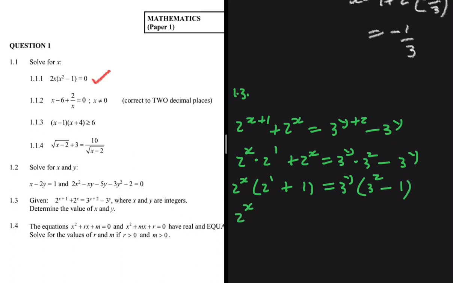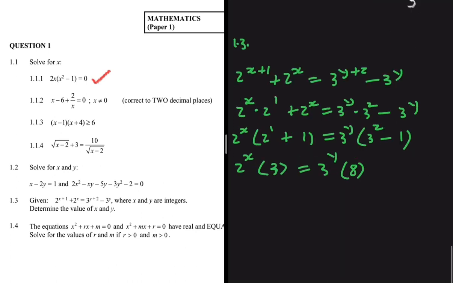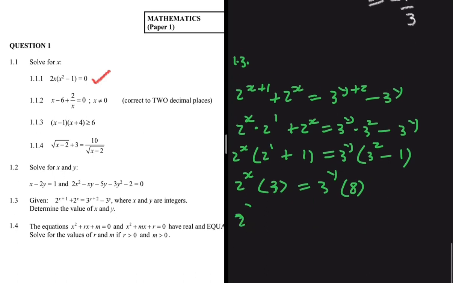So 2 to the power x, what is 2 to the power 1? That is 2. Then plus 1, that is just 3. So we have 2 to the power x multiplied by 3 being equal to 3 to the power y. What is 3 to the power 2? That is 9. 9 minus 1, that is 8. So we have 2 to the power x multiplied by 3 being equal to 3 to the power y. But instead of writing 8 as just 8, we can write 8 as 2 to the power 3.